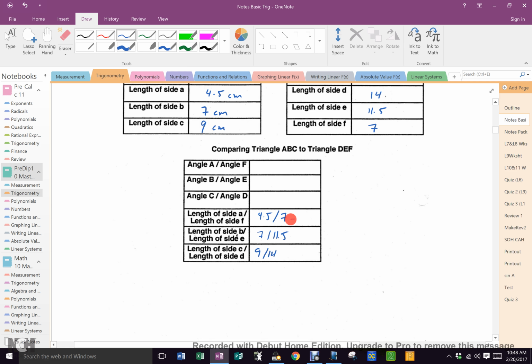Now, what will you find when you do this math? What is 4.5 divided by 7? 0.64. What is 7 divided by 11.5? 0.61. What is 9 divided by 14? 0.64. Now, you guys are smart kids. What do you notice? They're all pretty darn close to the same, aren't they?